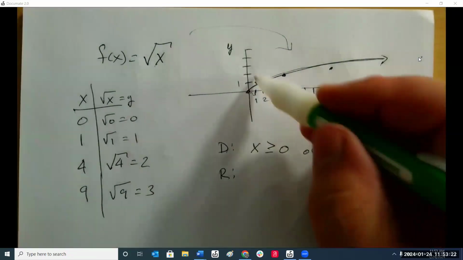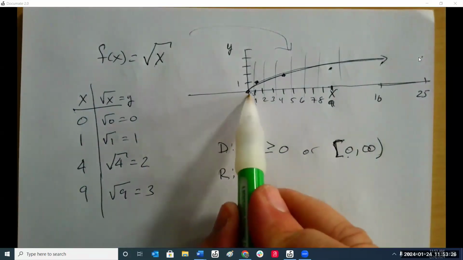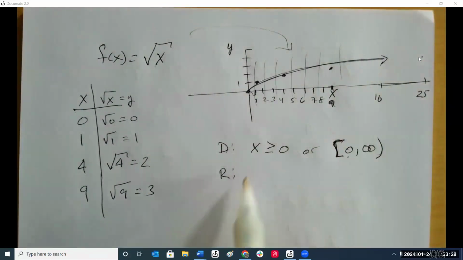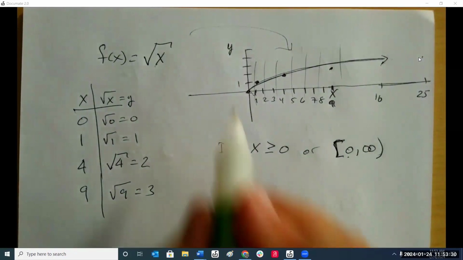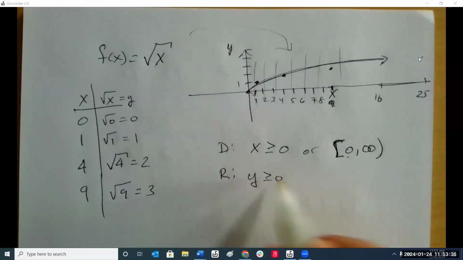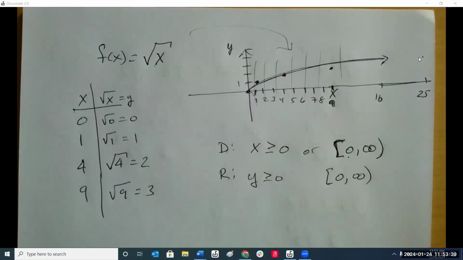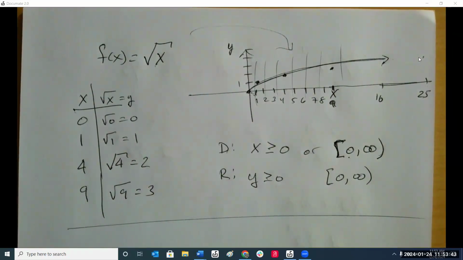So how about the range? Remember, the domain are the x values of this graph. I can start at 0. I go to infinity. What's my range? 0 to infinity. Very good. So that's the square root of x.